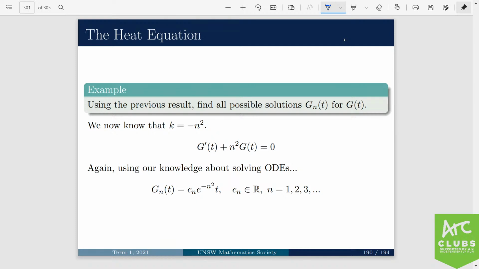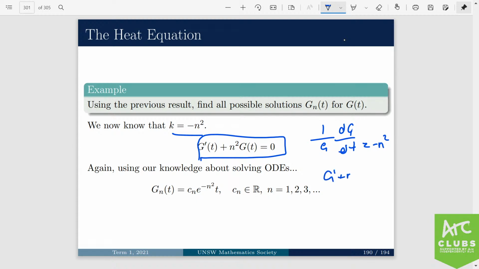We do a very similar thing, except this time, because we already know this, we get to this. Again, like before, this is equal to k, but we know that now k is equal to negative n squared. So rearranging this, we get a similar thing where g double dashed plus n squared g is equal to 0, and that's what's written there.